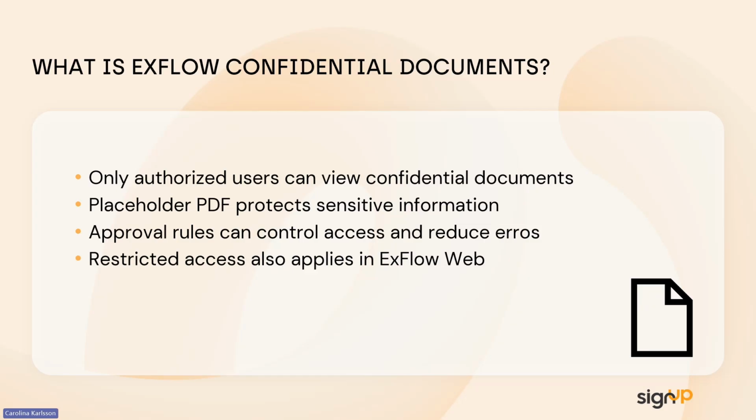So only approval rules and users with the correct permissions can be used for the confidential documents, and they can see those documents. So the restricted access also applies to ExFlow Web, where your users approve the documents. For example, coding cannot be changed except for one exception, and I will show you that. But approvers cannot be added, and the documents cannot be forwarded without the correct role or access or rights, if you don't allow that by a setting that I will show you.